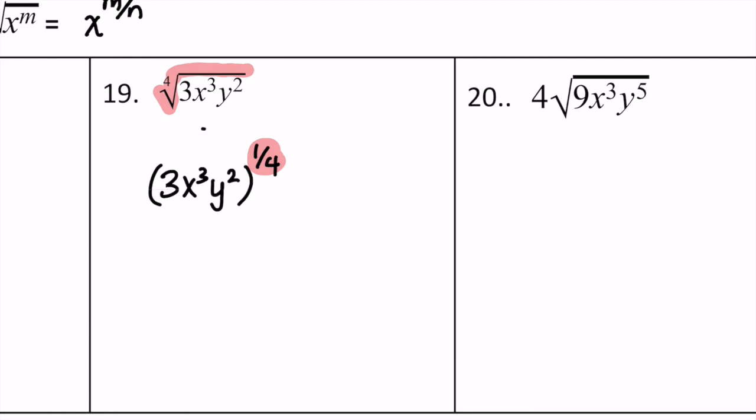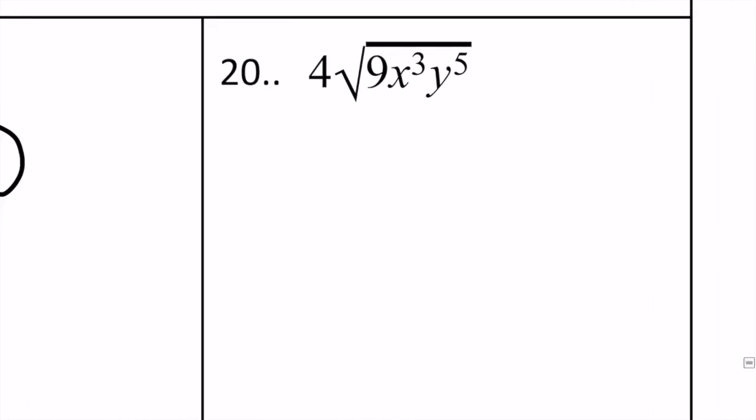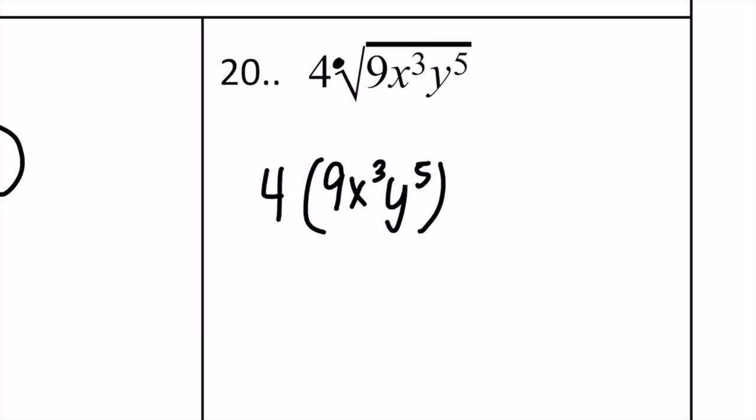And then for 20, I have everything inside, 9x cubed, y to the 5th power. And I have 4 on the outside. That's being multiplied, not the root. This is what's being multiplied. If it was a root, it would be here. And this is just the square root then. This is just the square root. So that is the same thing as the 1/2 power. And this is my answer.